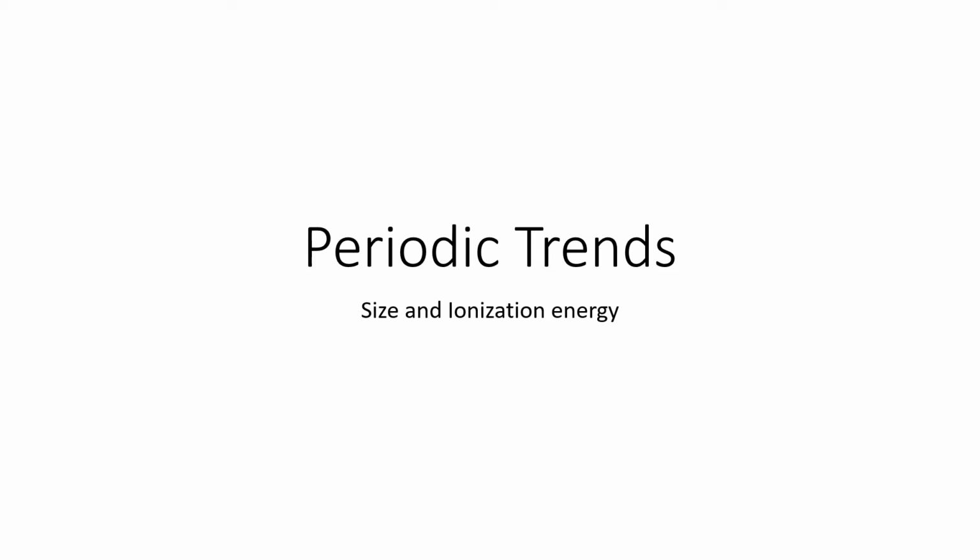In this video, we will be looking at two different periodic trends. We'll first look at the size trend, sometimes known as radius, and then after that look at the trend for ionization energy.